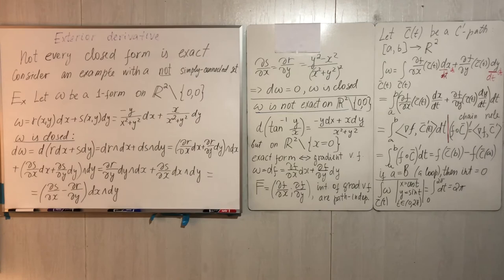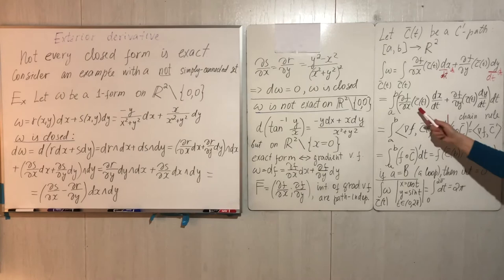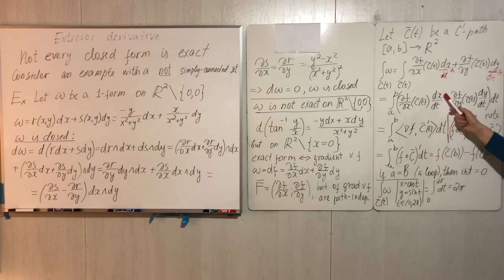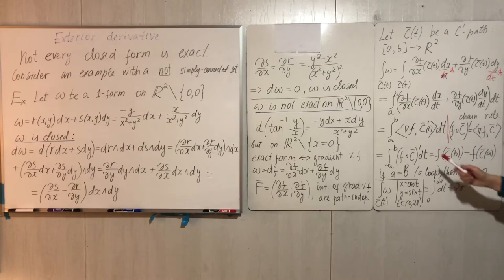And we can see here the dot product structure, where we have our gradient multiplied by the tangent to the curve, right? dx/dt, dy/dt, this is the derivative of the curve. And then let me remind you the chain rule. If we have f composed with c, the derivative will be gradient f dot product with c prime. So that's what we have here.